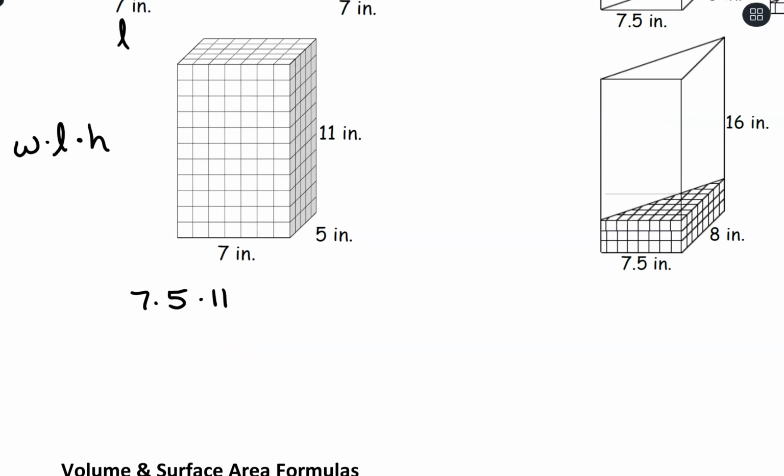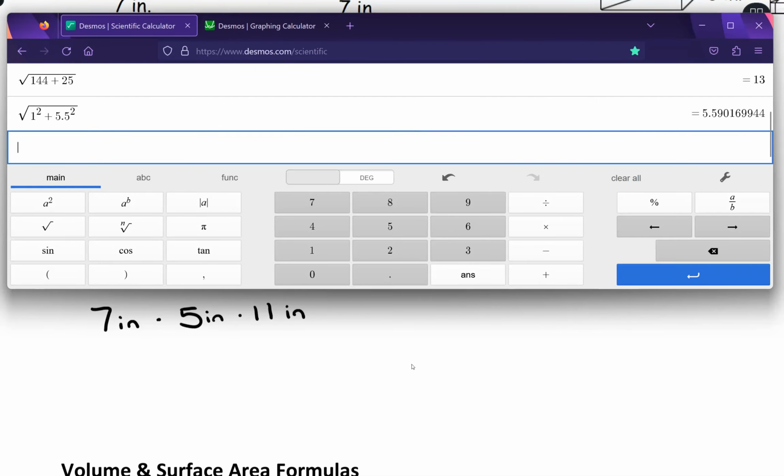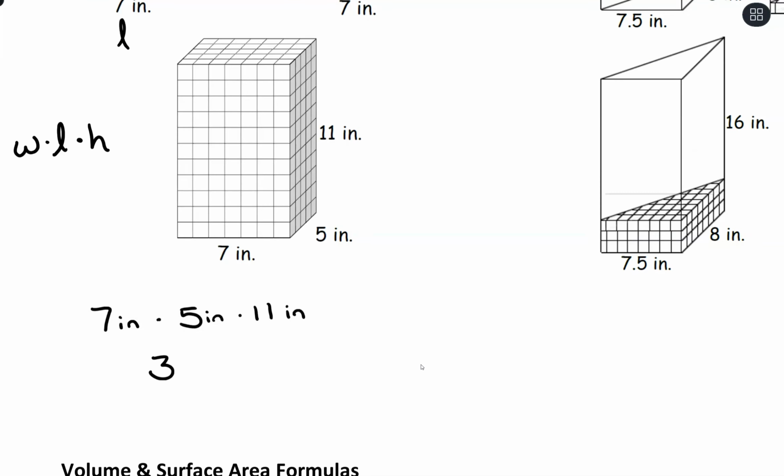And actually, let me rewrite that so that we have our units in there, because then we can see how the units are changing. So we have 7 inches times 5 inches times 11 inches. So numerically, we're just taking 7 times 5 times 11, which is 385. And then our units are now going to be cubed because we're multiplying it to itself 3 times. So we're going to have cubic inches here, as we can see by each of those tiny cubes that take up the space.